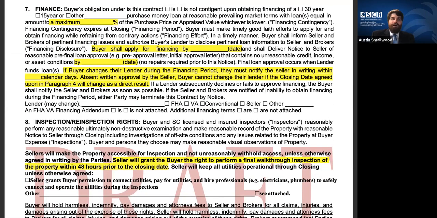Financing. These were the exact same changes we made to the residential forms last year. Maximum percentage of purchase price. Reminder that the buyer will apply for financing by a hard date, and they're going to give you a pre-final loan approval with no unreasonable asset, credit, or income conditions by a hard date. If the buyer changes their lender during the financing period, which is when you apply for financing through closing, they need to notify the seller of that in writing within so many calendar days. Now, if as a result of them changing the lender the closing date changes, going back to how we got rid of the automatic extension, that is going to be something that has to be agreed upon by the parties. A buyer cannot unilaterally change that closing date.